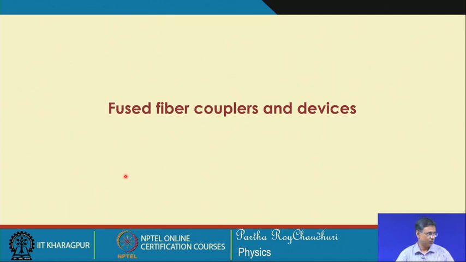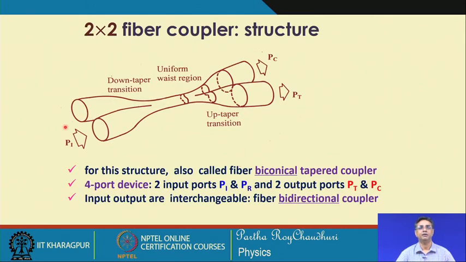Now, with this background we will switch over to these fused fiber couplers and devices. We have learned the basics of optical fiber. Now, these two optical fibers are placed side by side with their jacket, their plastic, removed, that is only the core and cladding glass fiber. Two such fibers are placed together in contact with each other. If they are now heated, fused and pulled, then it will form a down taper transition here.